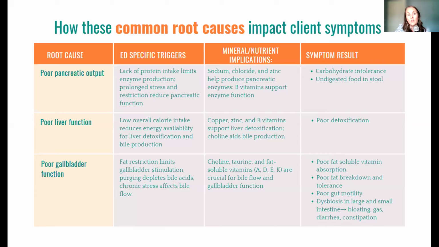With poor liver function, you may see poor detoxification. You may see this kind of co-occurring with poor gallbladder function where someone has chronically low vitamin D. We need to be able to digest fats and fat-soluble vitamins, and without adequate bile flow, we can't do that. So, if you see chronically low vitamin D, that's kind of a sign that you might want to look into gallbladder function.